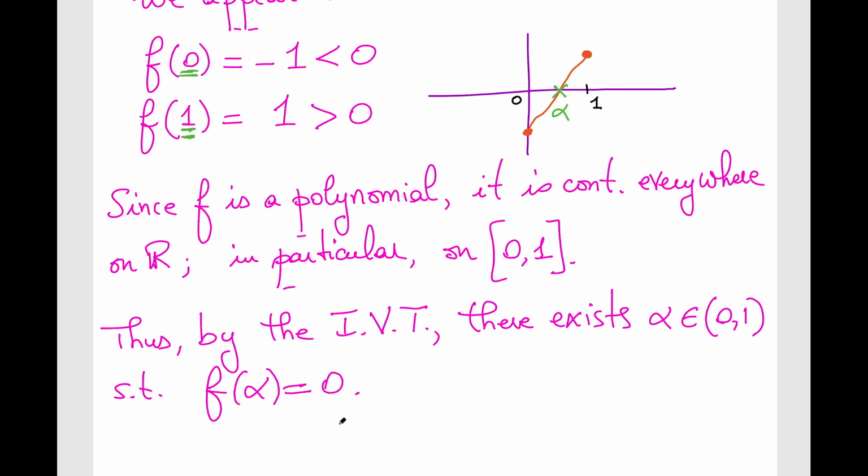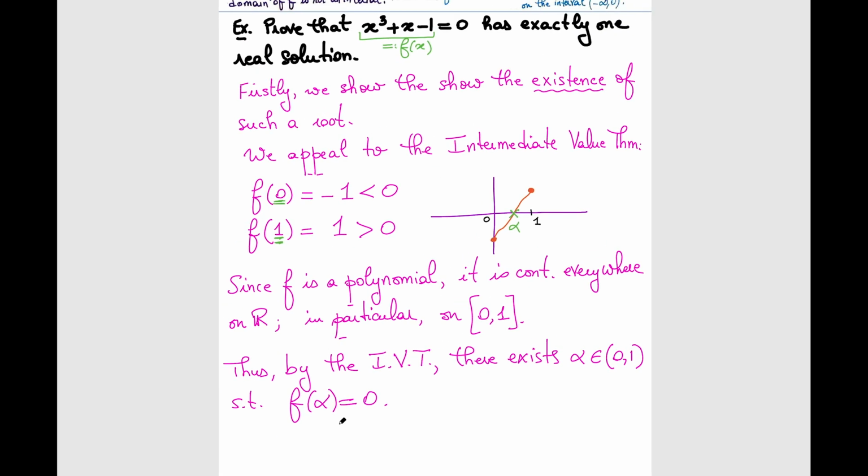All right, so what have we shown so far? We're done with the existence. So we know now there exists a number, alpha, that does this job. F of alpha is equal to 0, meaning alpha cubed plus alpha minus 1 is equal to 0, right? This is what we've shown. And this number is somewhere between 0 and 1.